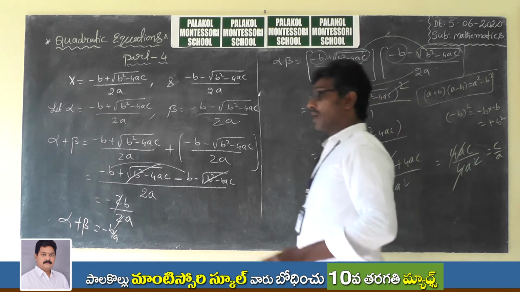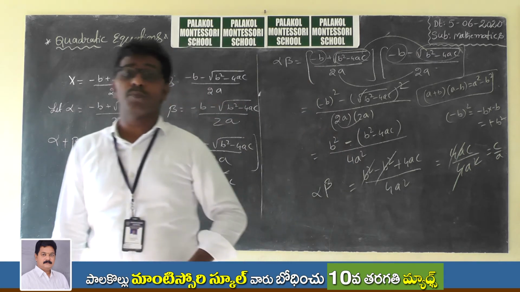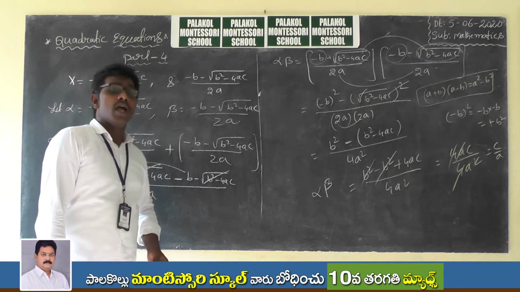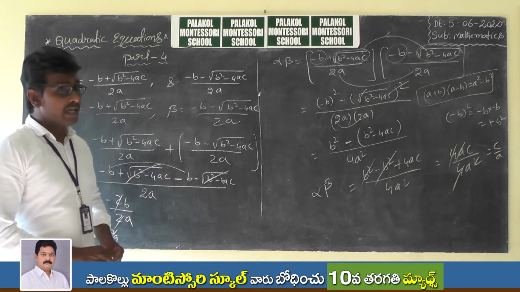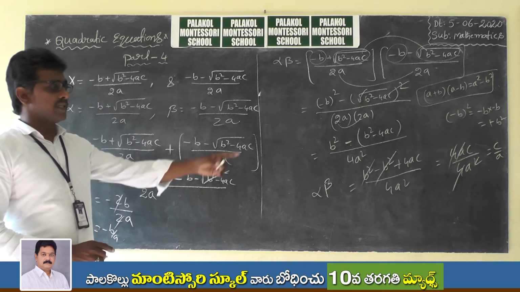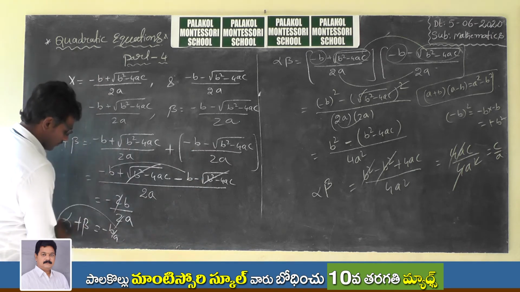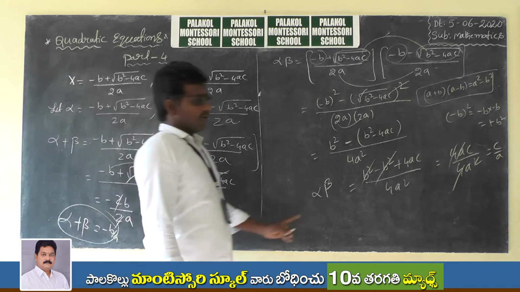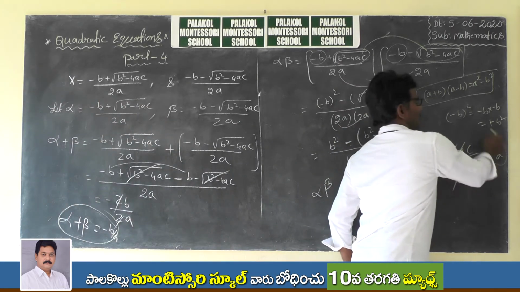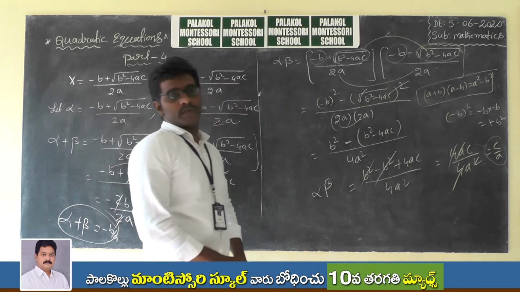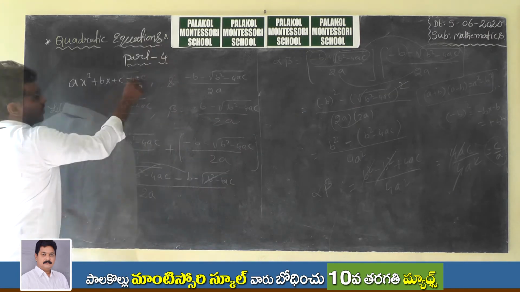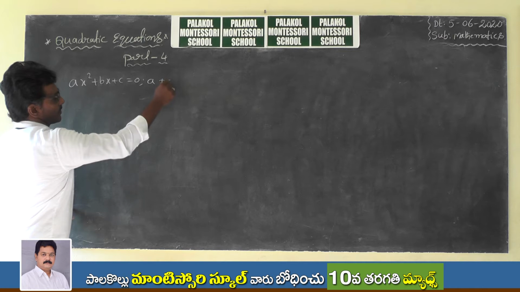Okay guys, this is how we get the sum of the roots and the product of the roots of the quadratic polynomial. Alpha plus beta is equal to minus b by a. Alpha into beta is equal to c by a. That's one, here also it is a quadratic equation, the sum of the roots and the product of the roots.